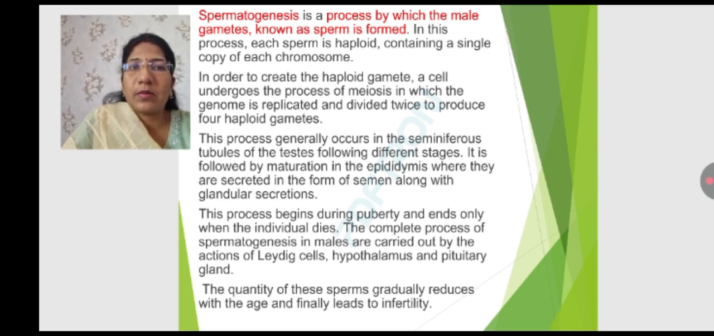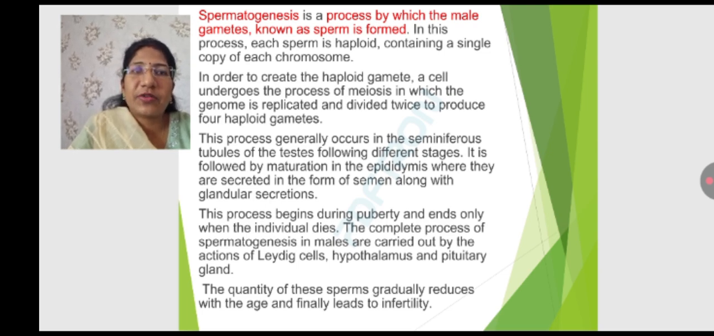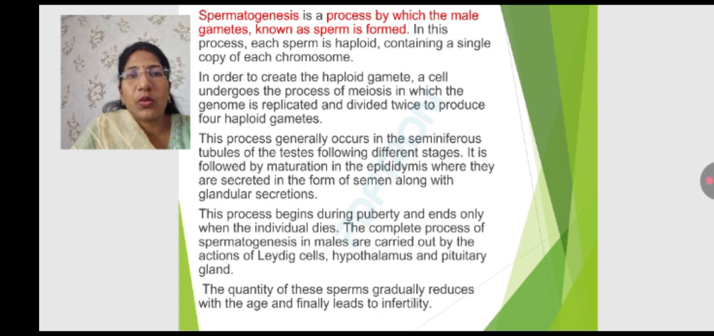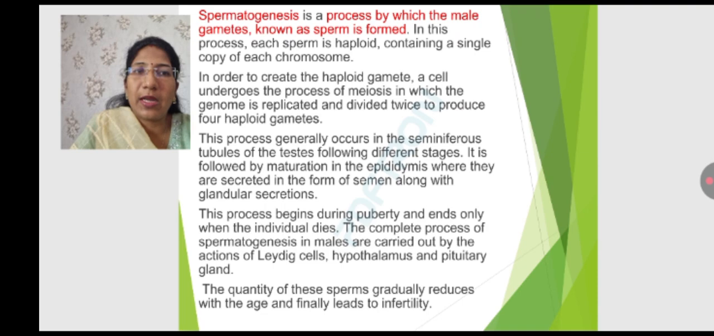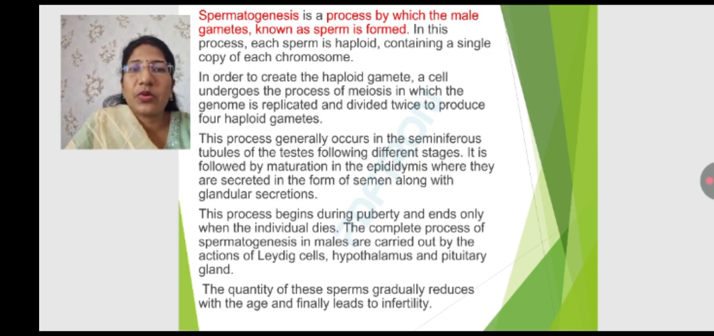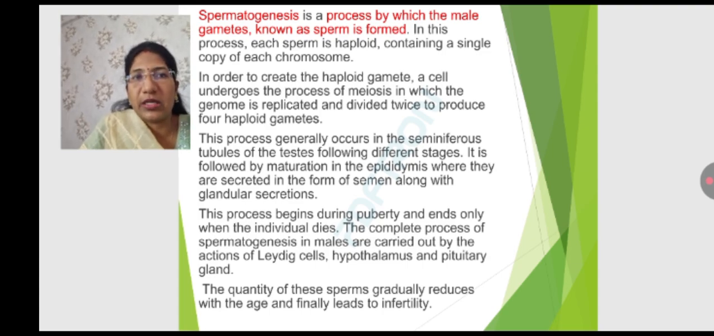It is followed by maturation in the epididymis, where the sperm are secreted in the form of semen along with granular secretion. Is that clear? This process begins during puberty and ends only when the individual dies. The complete process of spermatogenesis in the male is carried out by the action of Leydig cells, the hypothalamus and the pituitary gland. The quantity of sperm gradually reduces with age and finally leads to infertility.